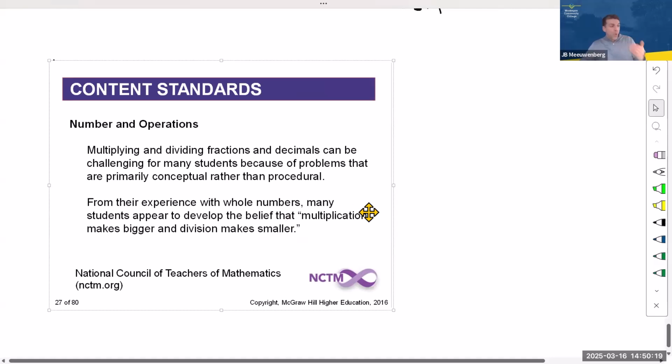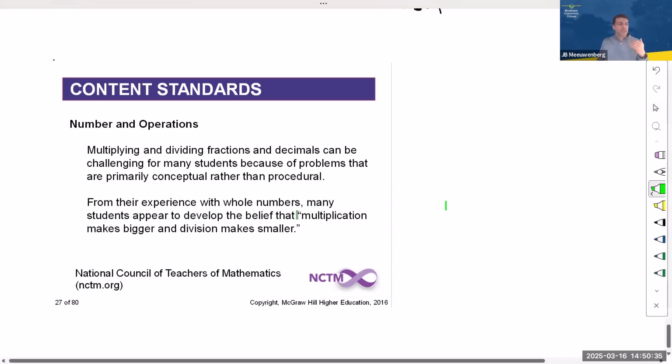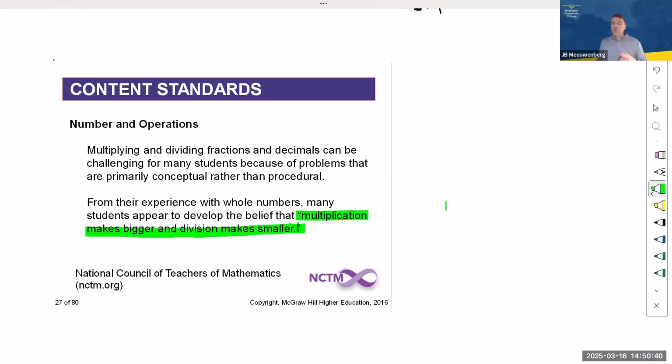From their experience with whole numbers, many students appear to develop this belief, a false belief, that, quote, multiplication makes bigger and division makes smaller. So I'm just curious for you to analyze your own thoughts. Consider this statement. Multiplication makes bigger and division makes smaller. Is that something that feels like a correct statement to you? Or does something in your brain say, I'm going to challenge that statement?